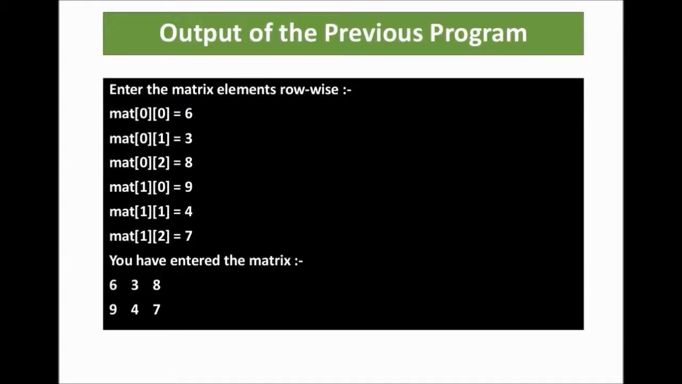After compiling the previous code, we get the following output: enter the matrix elements row wise. At position 0 0 we enter 6, at position 0 1 we enter 3, at position 0 2 we enter 8, at position 1 0 we enter 9, at position 1 1 we enter 4, at position 1 2 we enter 7. Then it displays these entered values in the form of a table or a matrix, that is 6 3 8 and 9 4 7.